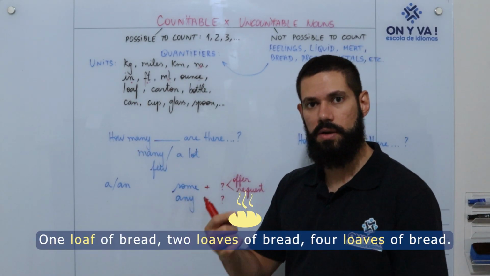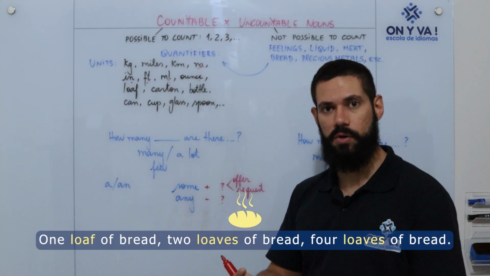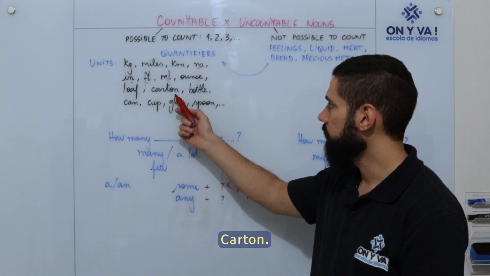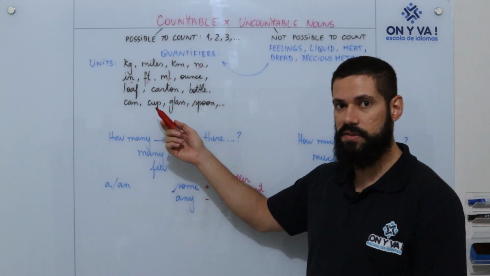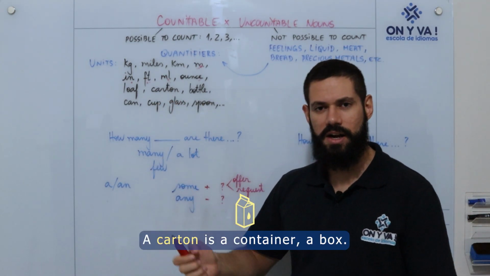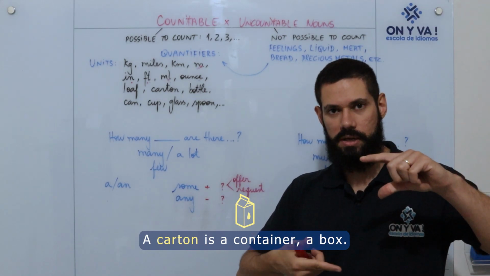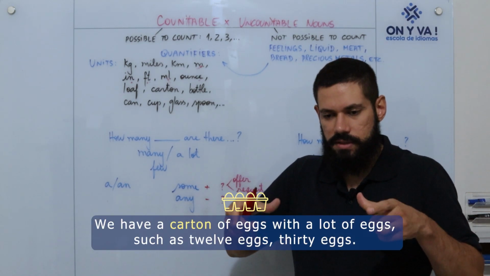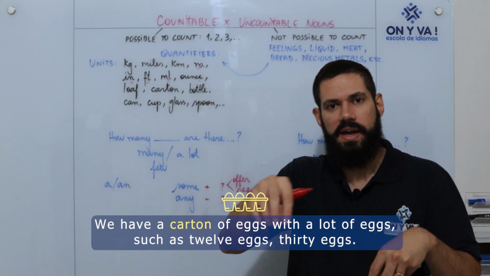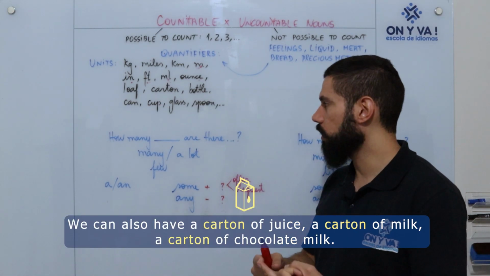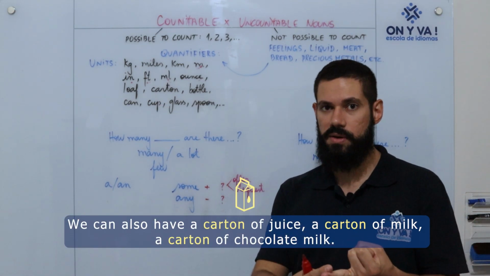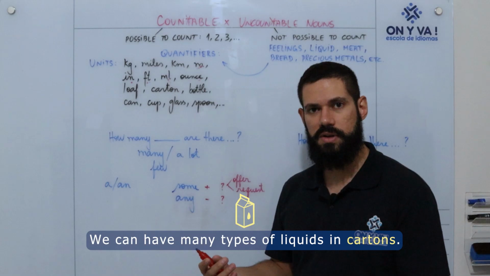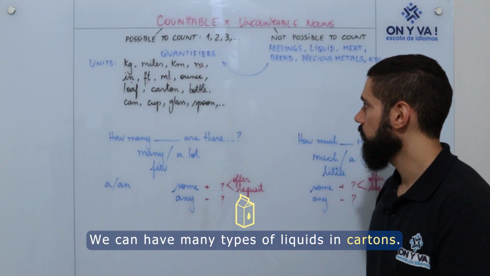Loaf of bread, 1 loaf of bread, 2 loaves of bread, 4 loaves of bread. How many loaves of bread do you eat a day? Carton. Be careful, not cartoon. Carton. A carton is like a container, a box. What do we have in cartons? We can have eggs in cartons. Like you have a carton of eggs, 12 eggs, 30 eggs. You can have a carton of juice, a carton of milk, a carton of chocolate milk. We have many types of liquids in cartons.